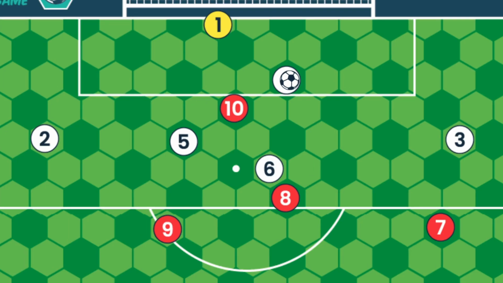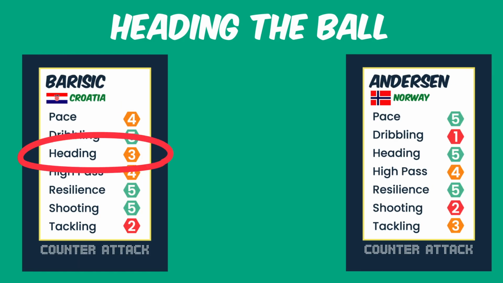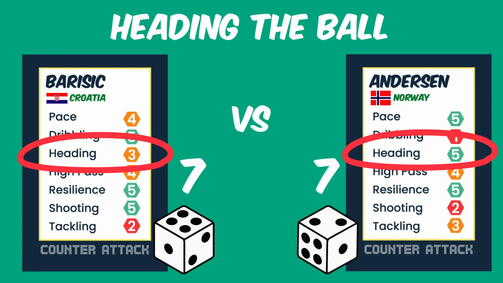A header must follow a high pass. As we know, players within 2 hexes of the ball can challenge for the header, but those players who are 2 hexes away from the ball suffer a -1 dice penalty. A header is a duel between 2 players. You take the attacker's heading attribute and add it to a dice roll. Then take the defender's heading attribute and add that to a dice roll. The highest score wins. In this case it's a draw, so both players must re-roll the dice.